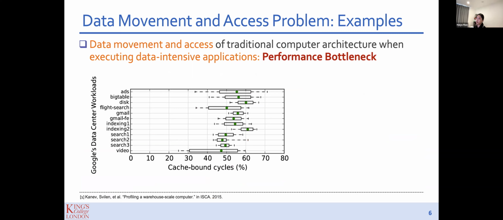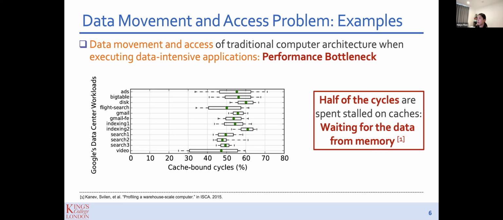Here is an example of the data movement and access of traditional computer architecture when we execute data-intensive applications in Google data center workloads. Here is a performance figure that shows the benchmarks. The benchmarks include Gmail and also Google search. You can see that half of the cycles are stalled on the caches, meaning that we are waiting for the data to be accessed from memory, right? So basically, there's a large performance bottleneck when we have a lot of data movement between the CPU and the memory units.